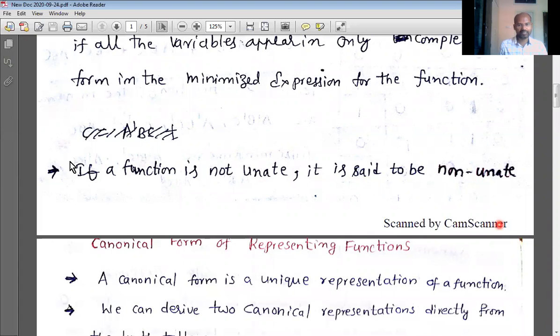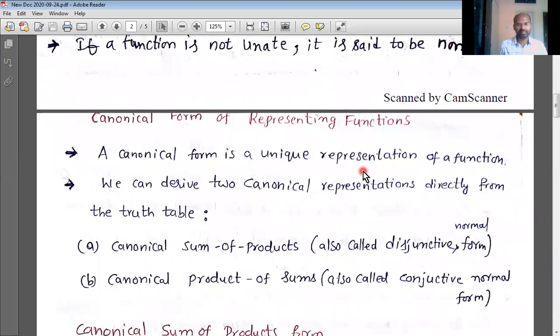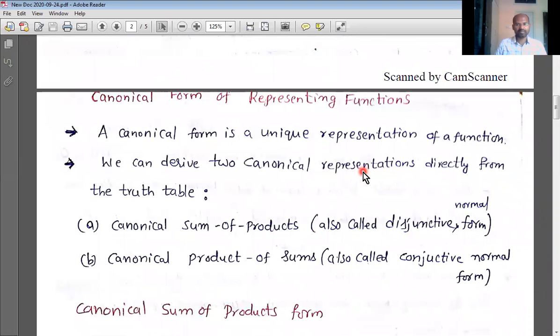Next, this is the next topic, canonical form of representing functions. So what are these canonical forms? We can take a function and minimize it, or you can modify the function also. If I minimize the function, I get one final result. If you minimize the function, you will get some other final result. These two need not be the same.